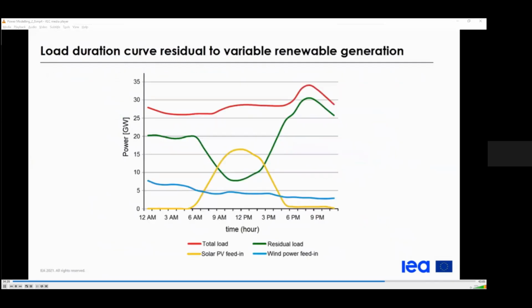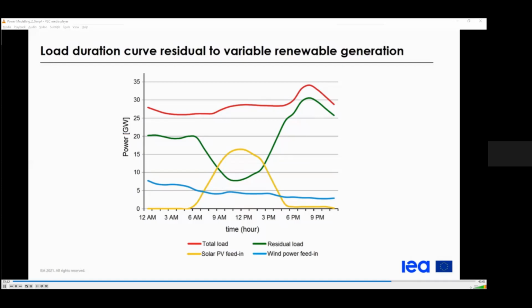Now, zooming in on a sample day. So here again, the same concept of residual demand with the total demand in red. And when we remove the solar output and the wind output, the result is the residual demand. What is really important in this zoom at the day level is we see very clearly the impact on the rest of the system.